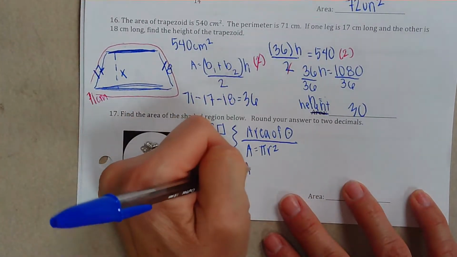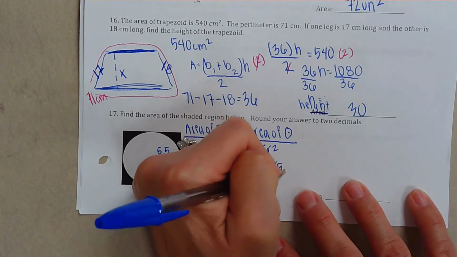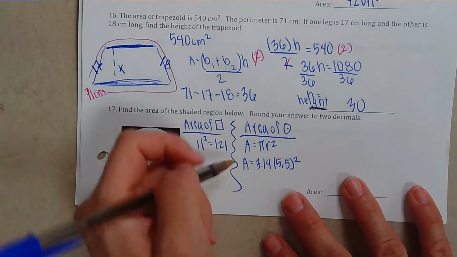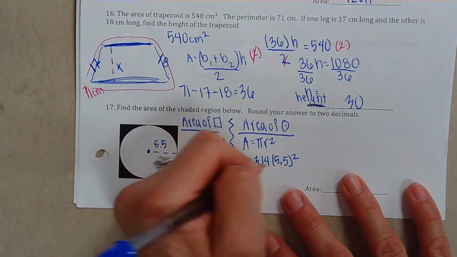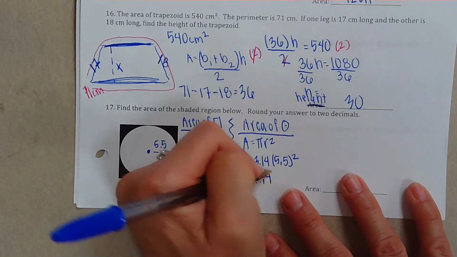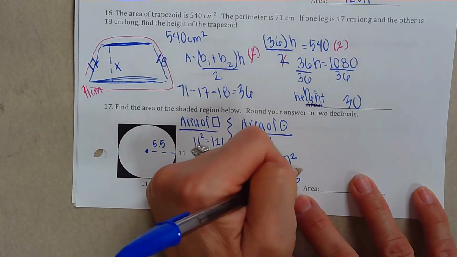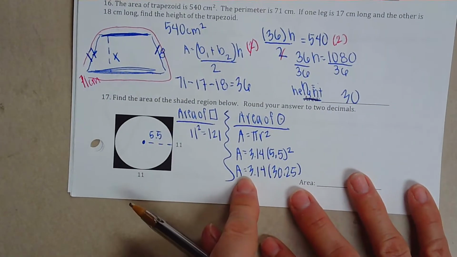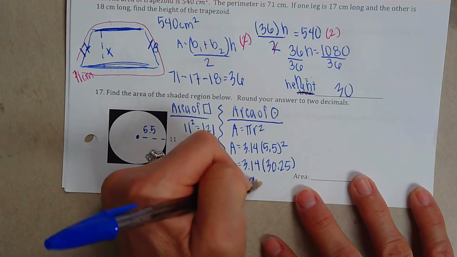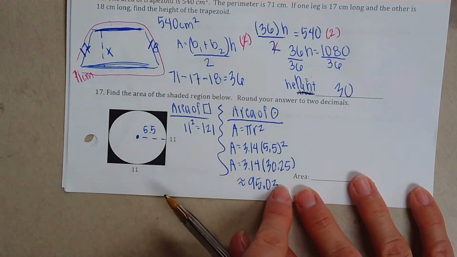So we're going to do area equals 3.14 times 5.5 squared, which is going to be equal to 3.14 times 30.25. And when we multiply those together, we will get approximately 95.03. All right, that's the area of our circle.